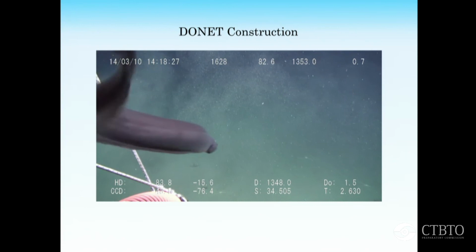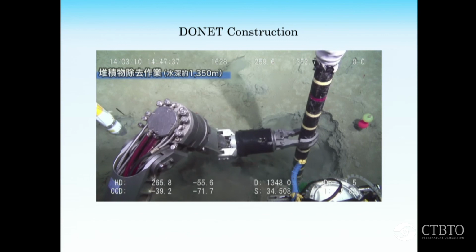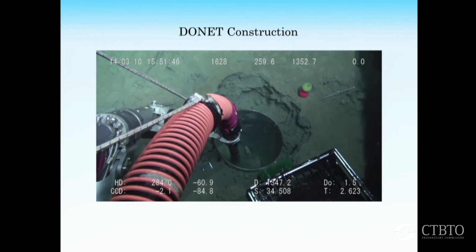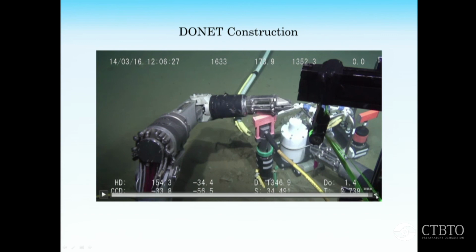The water depth here is about 1,300 meters. How to install the seismometer? This is in the caisson. Next slide. Okay, this is how to construct the DONET 2. So I would like to show you that these technologies will be applied to the CTBTO stations construction.